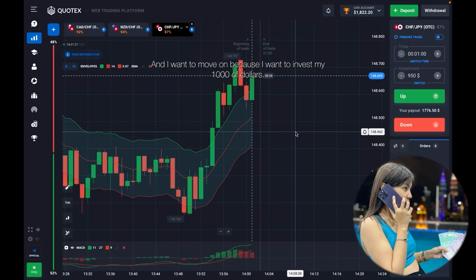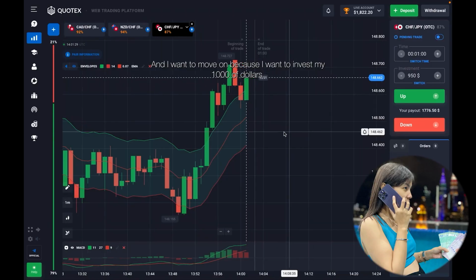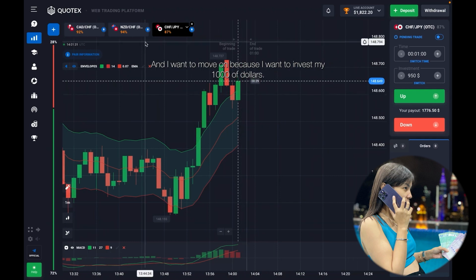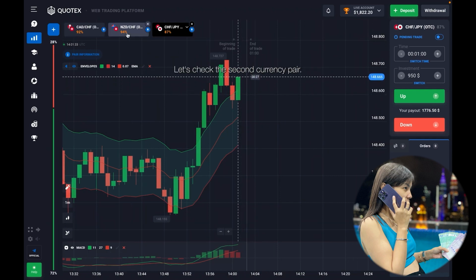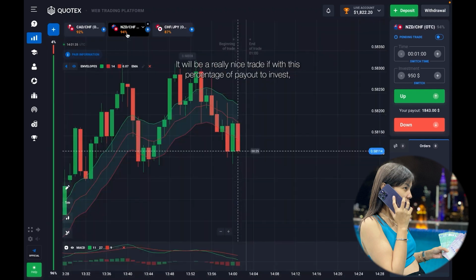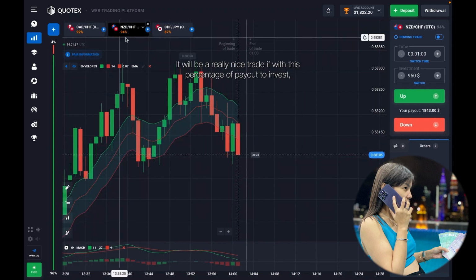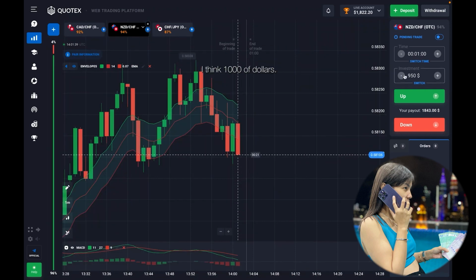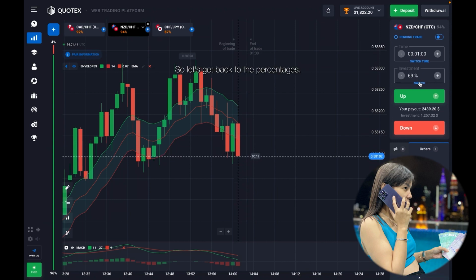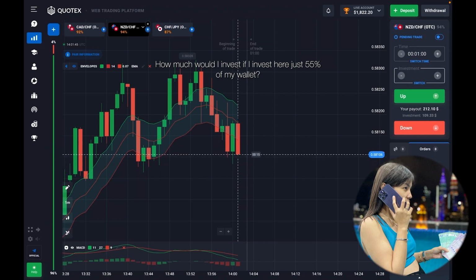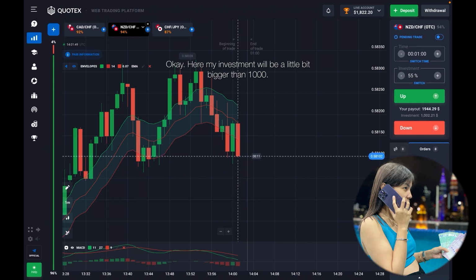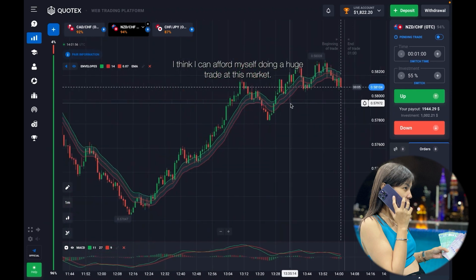Let's go further. I want to move on because I want to invest my $1,000, and let's check the second currency pair. It will be a really nice trade with this percentage of payout to invest. I think $1,000. So let's get back to the percentages. How much would I invest if I invest here just 55% of my wallet? Okay, here my investment will be a little bit bigger than $1,000. I think I can afford myself doing a huge trade in this market.